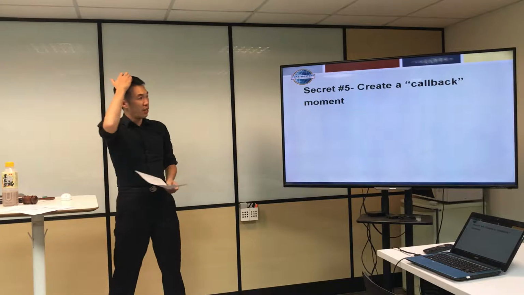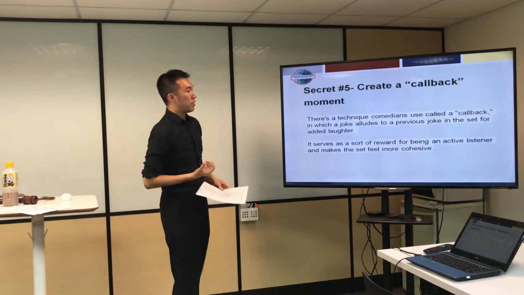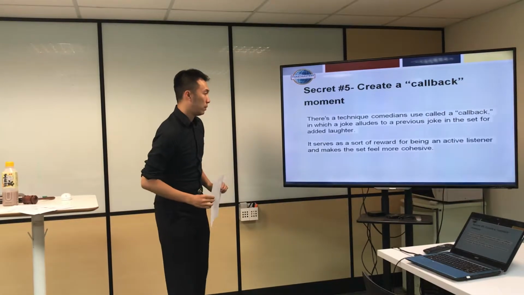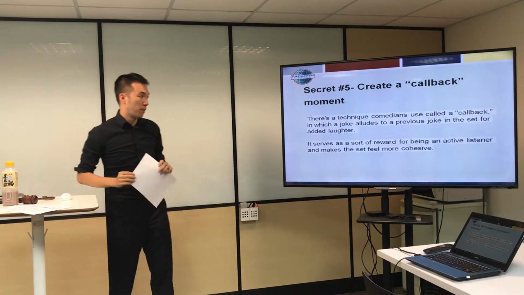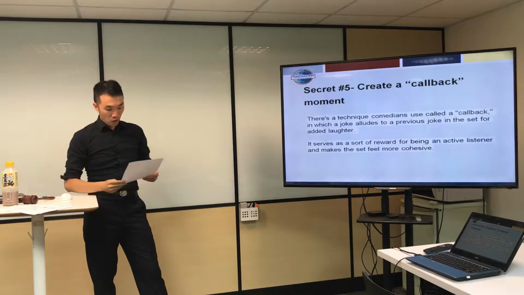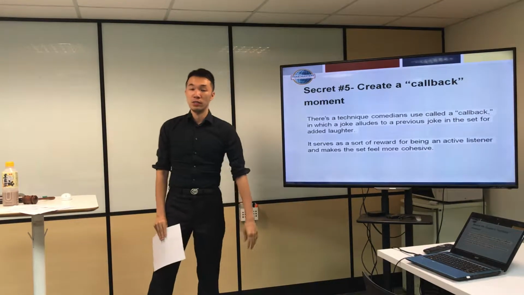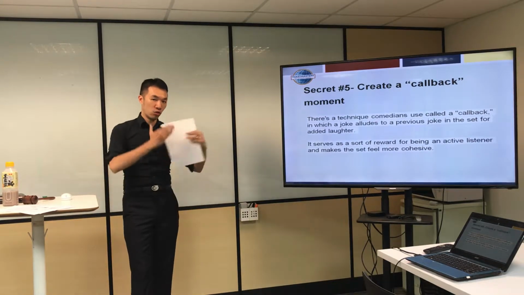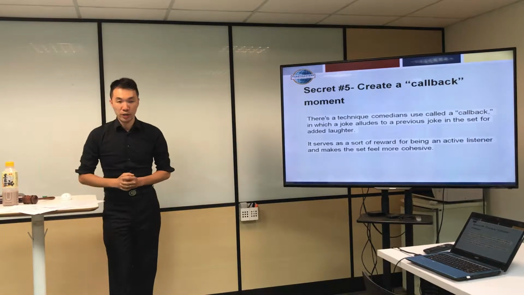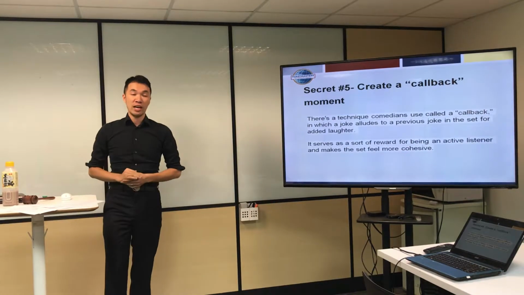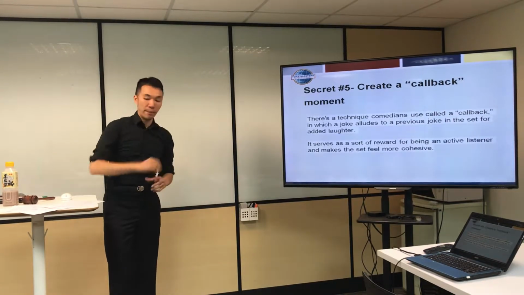Secret number 5 is create a callback moment. What is a callback moment? It's a technique that comedians often use, in which a joke alludes to a previous joke. So a joke builds up from the previous one in the setup and adds more laughter. The purpose of it is to make the story feel more cohesive, to create more connection from story to story. So the callback, how can we use callback in our story? The slogan, right? The slogan I just mentioned, when you have one sentence that represents your whole story, you can try to bring that back.